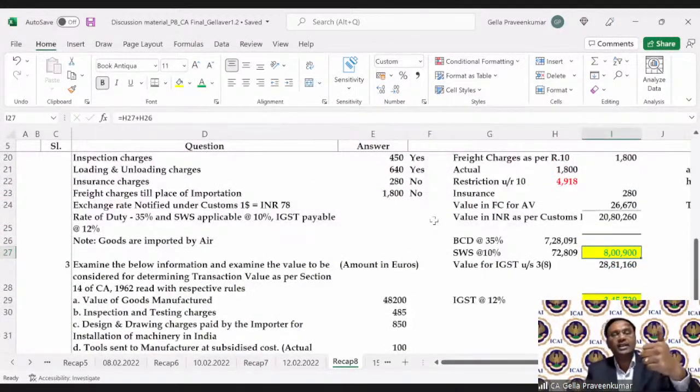One, they will check your aptitude for converting foreign currency into INR. Second, they will check your application of section 14 read with rule 10. What values I have to add, what values I have to exclude. So this is your basic assessment done.